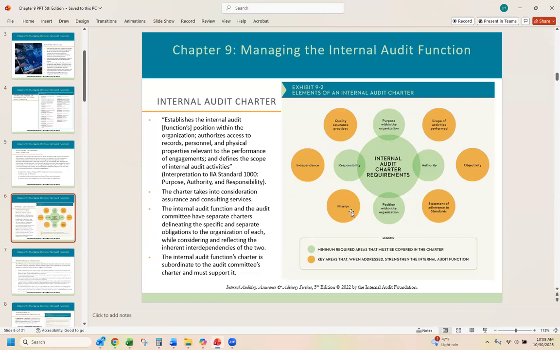And then these other things around the outside are what it says down here: key areas that, when addressed, strengthen the internal audit function. We've already said we should adhere to the standards. We're going to talk in a minute about being objective and independent, understanding the scope of activities, which means how extensive the activities we're performing are, quality, and having something as simple as a mission statement. What is the mission of the function?